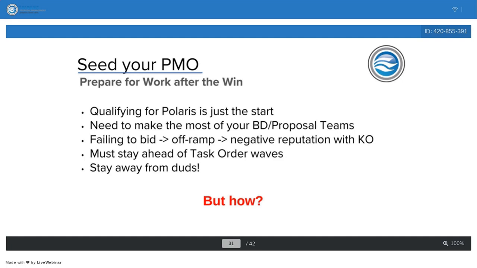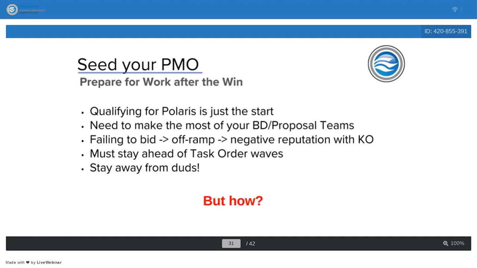The reason we care about the PMO, when we're talking about qualifying for Polaris, is that it's just the start. It's basically, as Rebecca said before, your hunting license. It's your ability to begin chasing work. And if you've made a substantial investment in Polaris, if you account for hours spent, it's at least $15,000 to $20,000 in cost of labor just pursuing Polaris and collecting all the information. You want to make the most of that investment, and make sure you're pursuing the things that make sense.